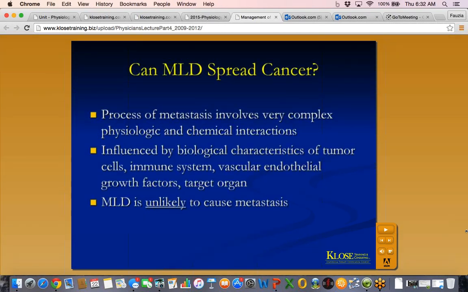So the question is, can manual lymph drainage spread cancer? The answer is it's unlikely that MLD will cause any metastases, as it's very complex with cancer, the chemical interactions physiologically, and the tumor is influenced by a host of other problems more than just our MLD causing that.